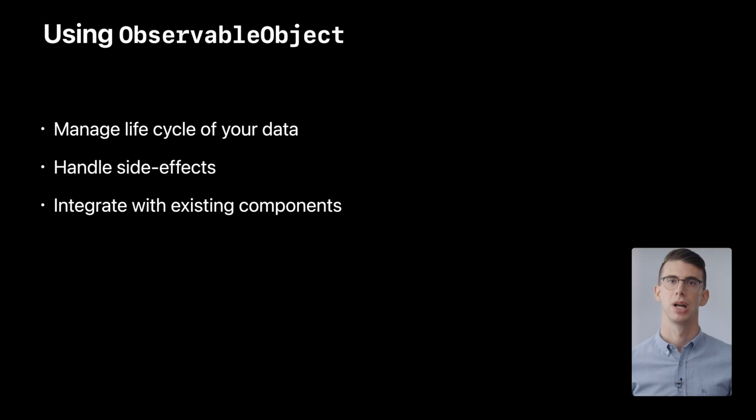Typically, in your app, you store and process data by using a data model that is separate from its UI. This is when you reach a critical point where you need to manage the life cycle of your data, including persisting and syncing it, handle side effects, and more generally, integrate it with existing components. This is when you should use observable object.